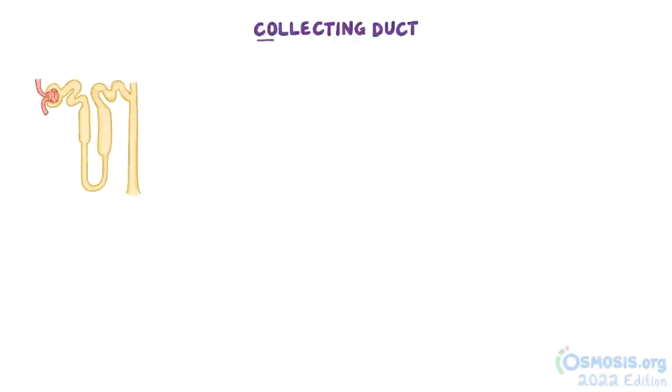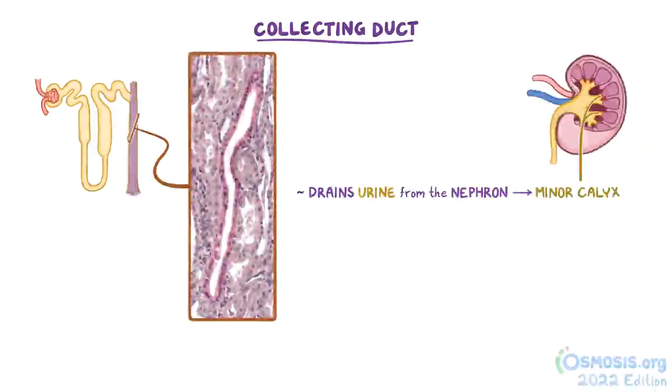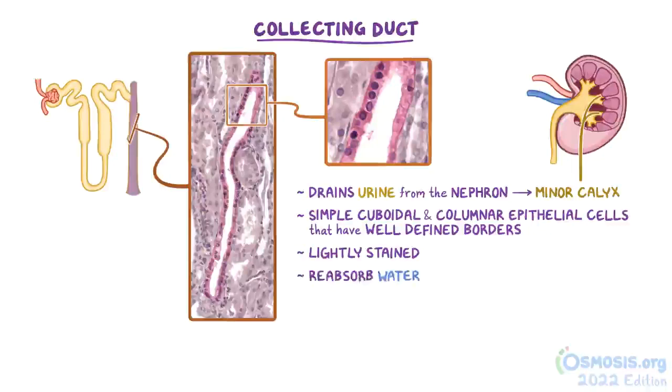The collecting duct is the final portion of the nephron that drains urine from the nephron into a minor calyx at the apex of a renal pyramid. The walls of the collecting duct consist of simple cuboidal and columnar epithelial cells that have well-defined borders and are also lightly stained. The collecting duct is the last part of the nephron that's able to actively help regulate the body's electrolyte and fluid balance. It does this by reabsorbing water from the filtrate as needed and secreting or absorbing various electrolytes as well.